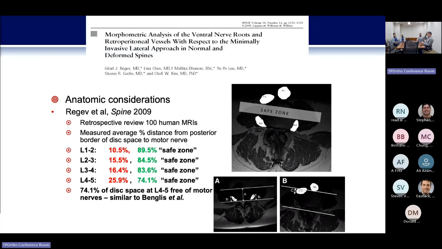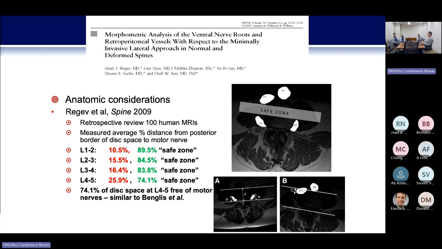So, diving in a little bit more, this is Gilad Regev's study, looking at what happens to the anatomy with rotation. They mainly looked at adult deformity patients, but milder scoliotic patients, to see what happens to the safe zone. The safe zone is what they call the area between the neurologic structures posteriorly and the vascular structures anteriorly. Basically all they said is that the safe zone gets a little bit narrower the lower you go down the spine.